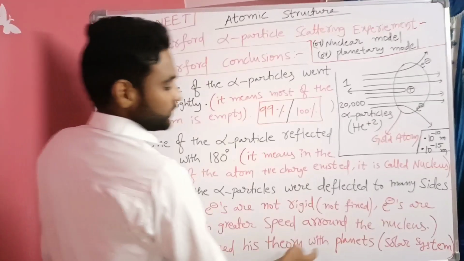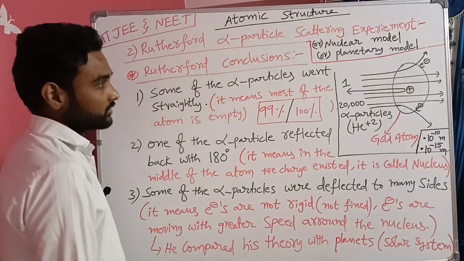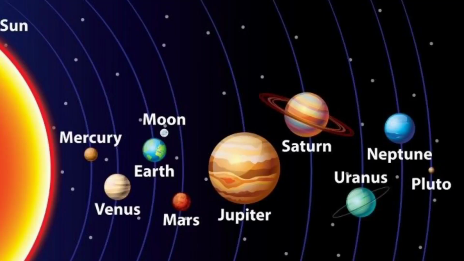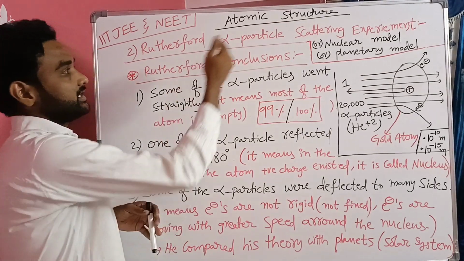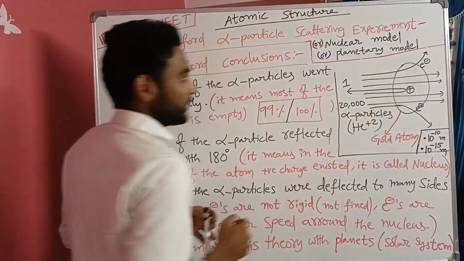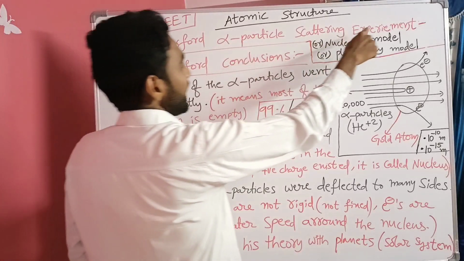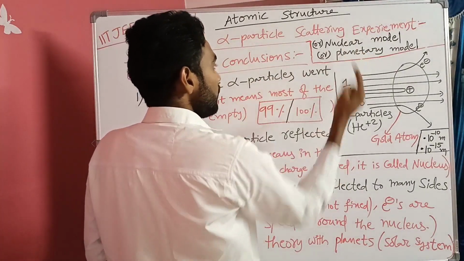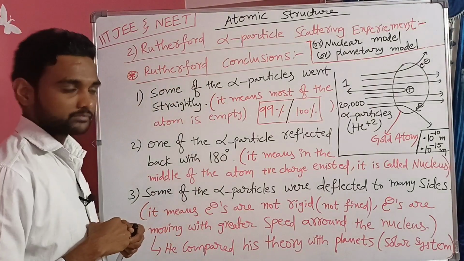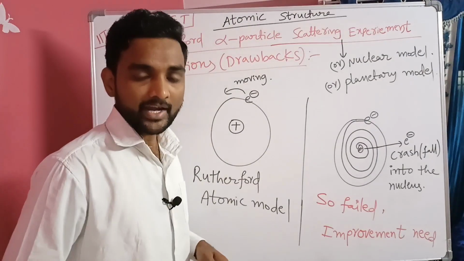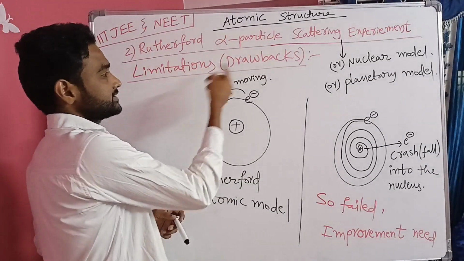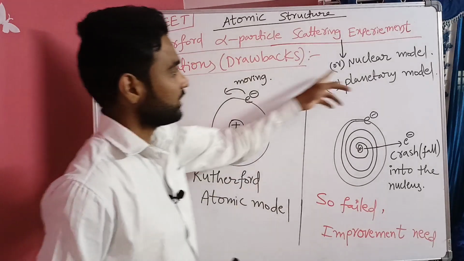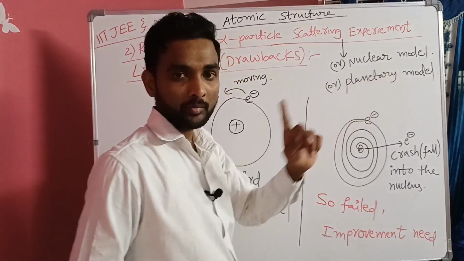He compared his theory with the planets, the solar system. See how planets revolve around the sun; like that, electrons also revolve around the nucleus. So this theory is also called the planetary model. So finally, Rutherford's alpha particle scattering experiment is also called the nuclear model or planetary model. Remember. Now let me discuss the limitations and drawbacks of the Rutherford model. This one you have to remember.